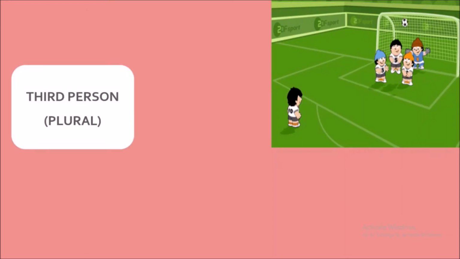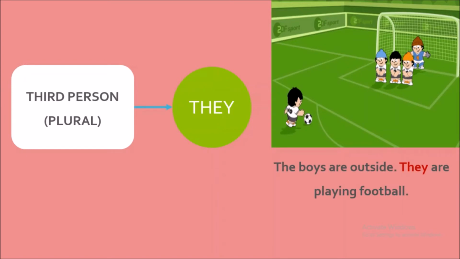For the third person plural, we use they. For example, the boys are outside. They are playing football. The subject pronoun they is used to take the place of the boys because boys is plural. Right, now you have found out what the subject pronoun is.